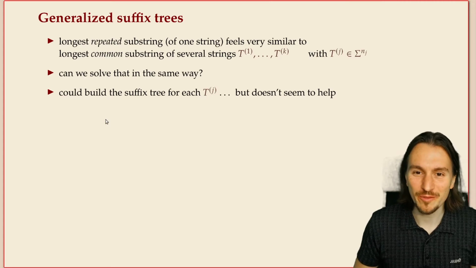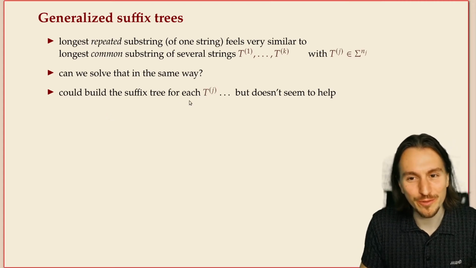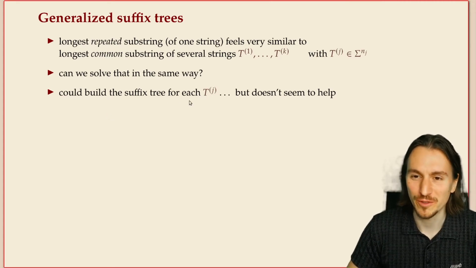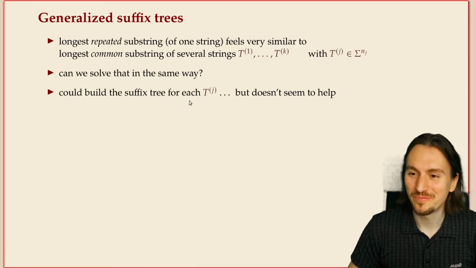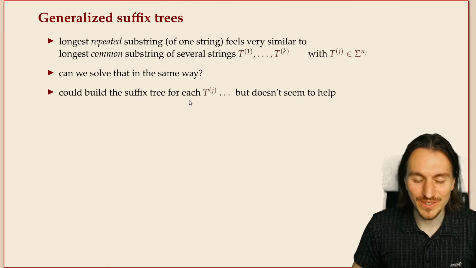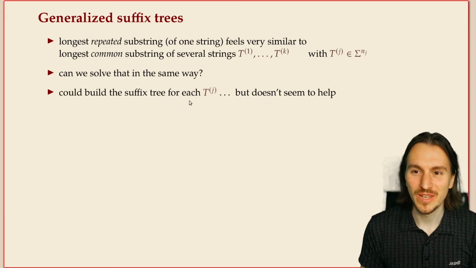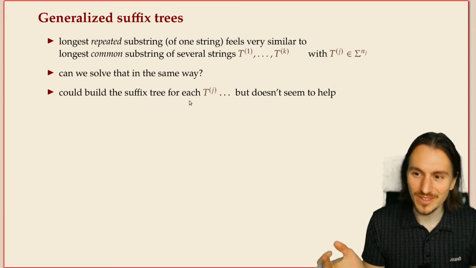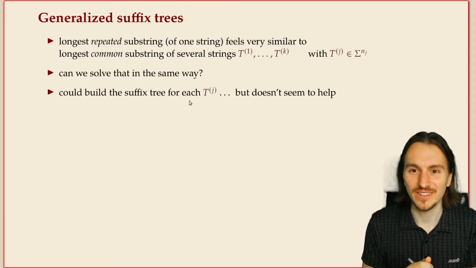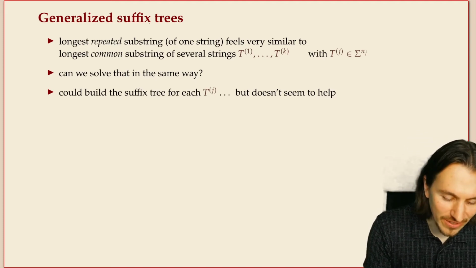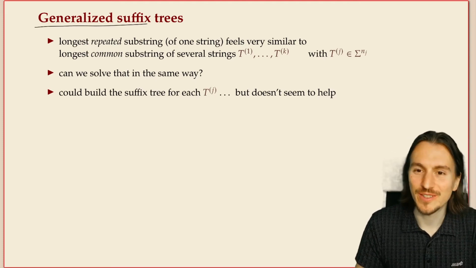But an obvious approach would be you build the suffix tree for all the texts, one for T1, one for T2, etc. But that doesn't really seem to help. Because what you need is to connect the information about different texts. You somehow need a single big tree that can represent all the strings. And this exists. That's called the generalized suffix tree.